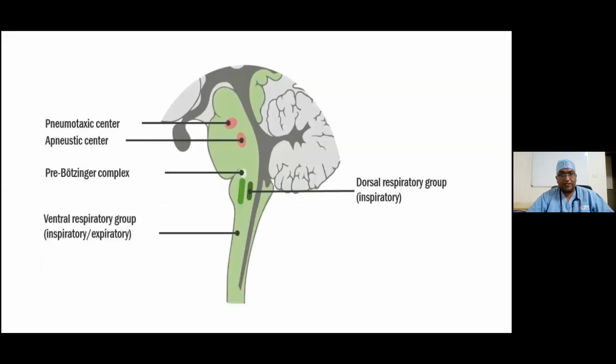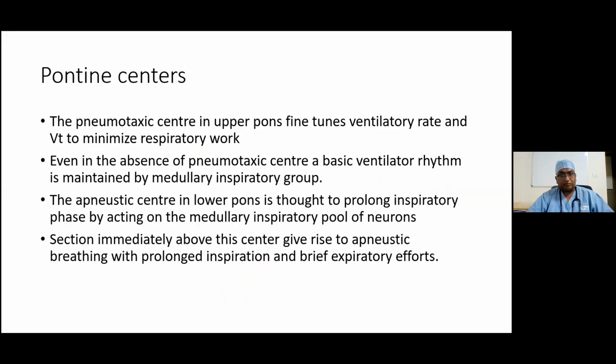Now this is where the ventral and dorsal inspiratory and expiratory neural groups are located, along with the pneumotaxic center and the apneustic center. You can see a pre-Botzinger complex also mentioned here, which is seen in mammals. Its functionality is not very clear, but it plays a role in maintaining the rhythm of respiration.